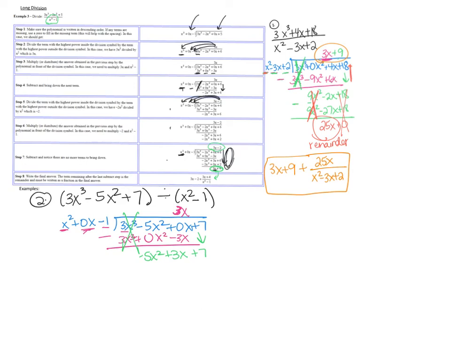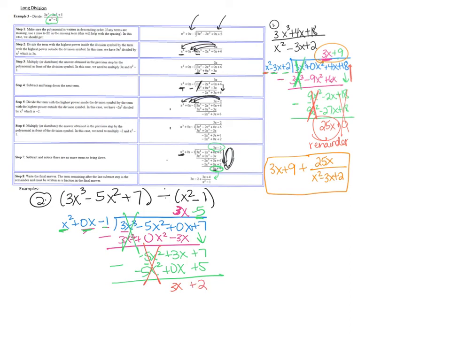All right, so now we're going to start over. I want x squared to be negative 5x squared, so I'm going to say negative 5. I'm going to now multiply. Negative 5 times x squared gives me negative 5x squared. Negative 5 times 0x gives me 0x. Negative 5 times negative 1 gives me 5. So I'm going to subtract those. That's going to cancel off those first terms. 3 minus 0, well, that's just still 3x. 7 minus 5 is 2.